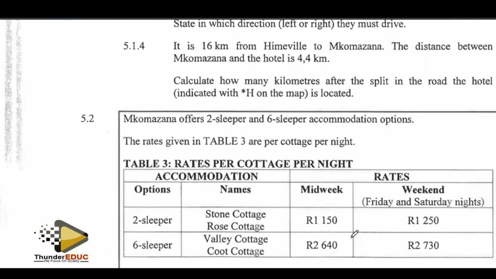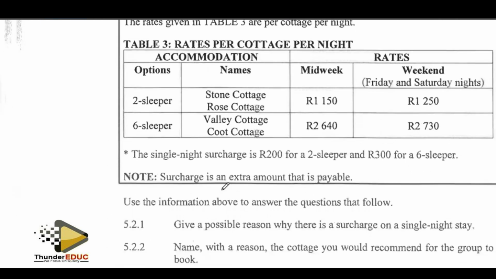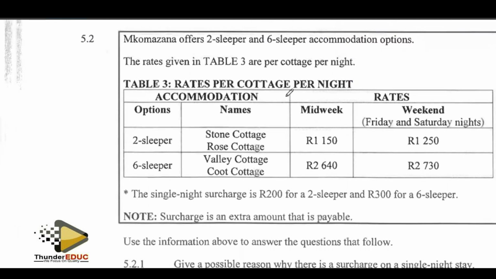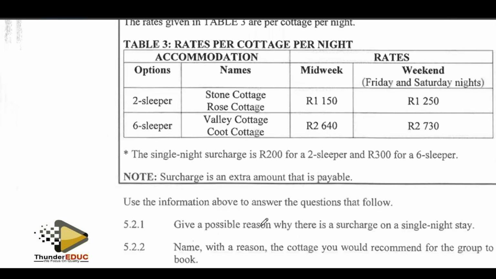All right, let's look at question number 5.2. You look at the table clearly and you analyze it. The owner offers 2 sleeper and 6 sleeper accommodation. Give a possible reason why there is a surcharge on a single night stay. You can say generate more income in one night.